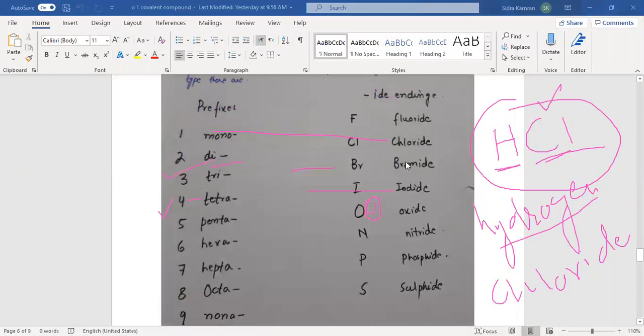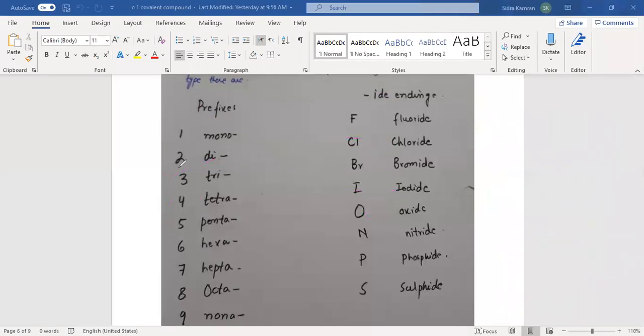These are some prefixes. For one atom, we use mono. For two atoms, we use di. For three atoms, we use tri. For four atoms, it's tetra. For five atoms, penta, hexa. For seven, hepta. For eight, it's octa. For nine, it's nona. And for 10, it's deca.